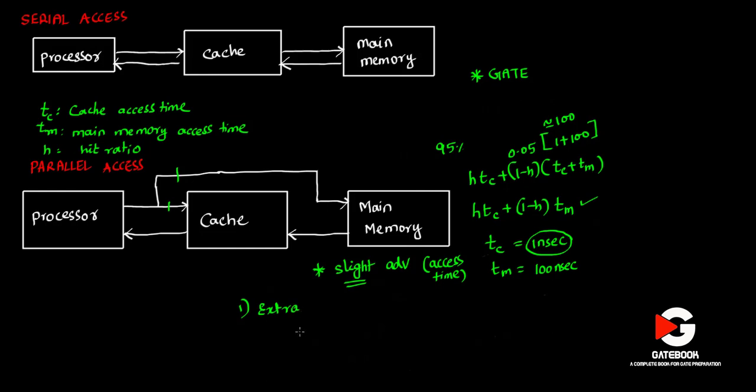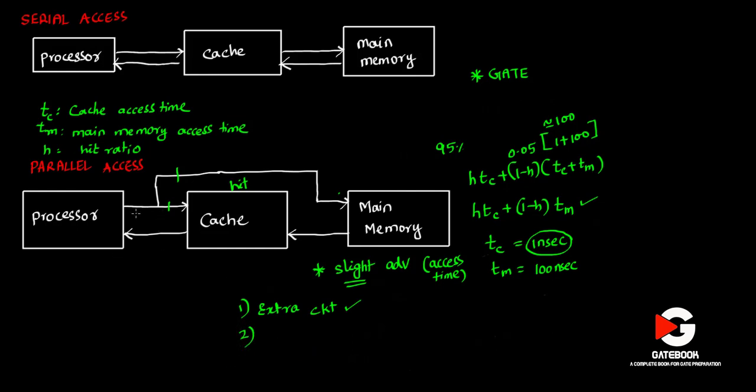Sir, can you please elaborate why extra circuitry is needed? Simple. Because parallelly accessing main memory and cache, if the cache hit occurs, by that time you are already accessing the main memory, isn't it? So you have to stop it immediately whenever there is a hit here. Whenever there is a hit, you stop it. To stop it, then you need a circuitry, right? Okay, a complicated circuitry is required. All right.